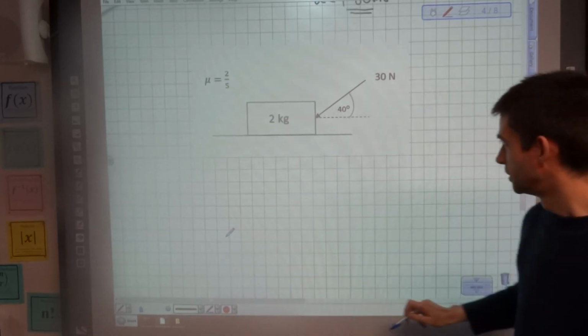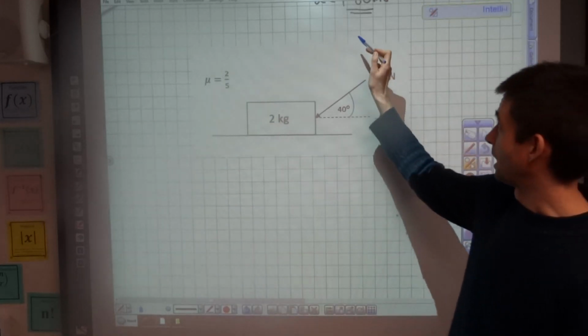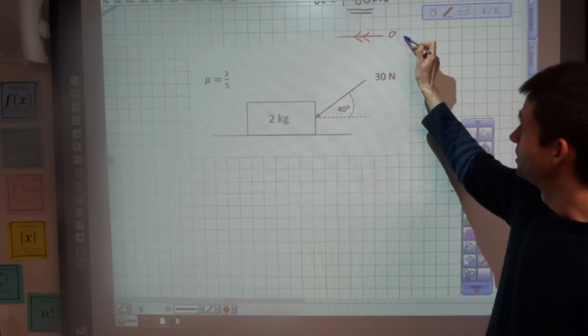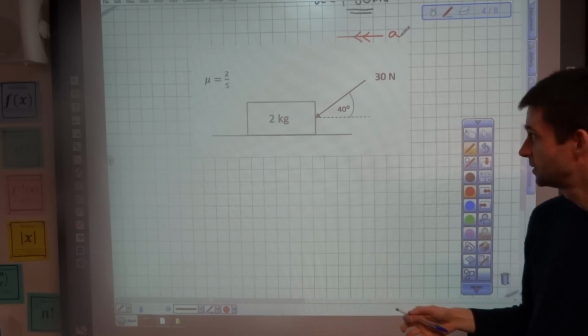So now we've got the scenario where the acceleration is going to the left. So I'm going to take left as being the positive direction in this case.